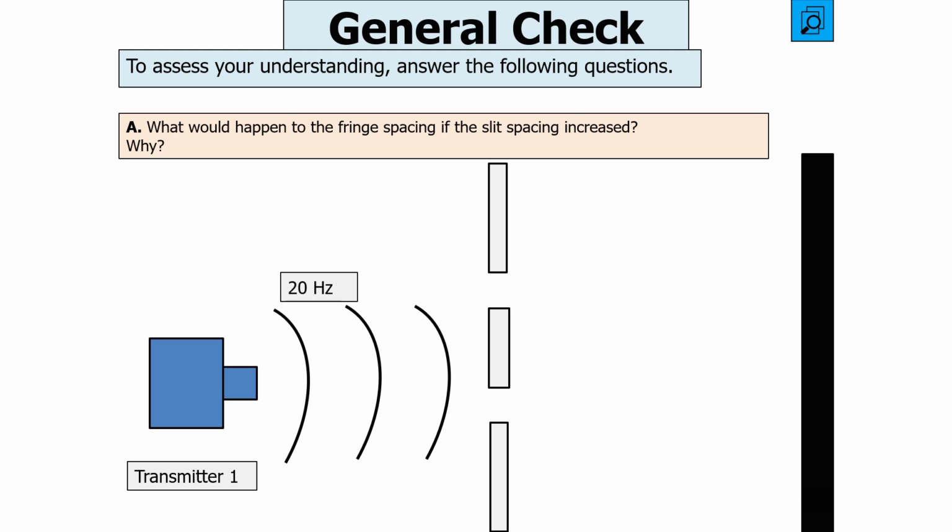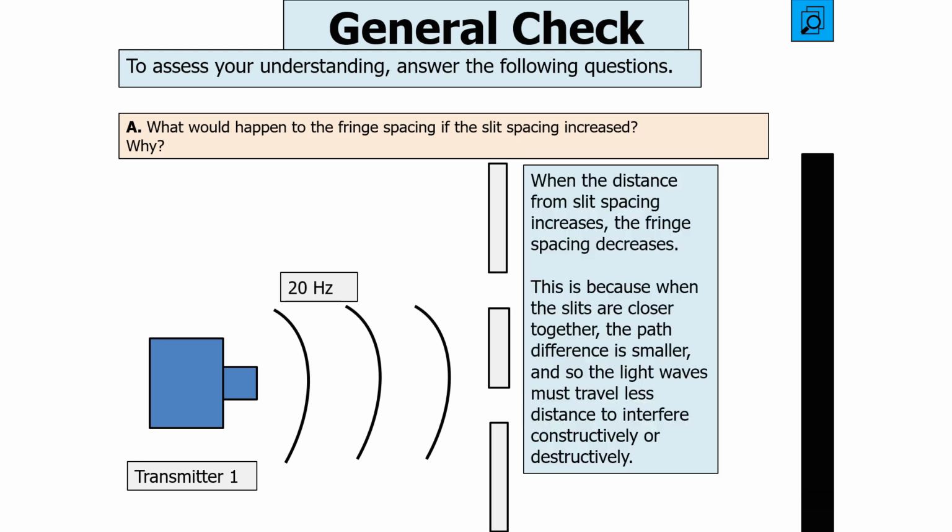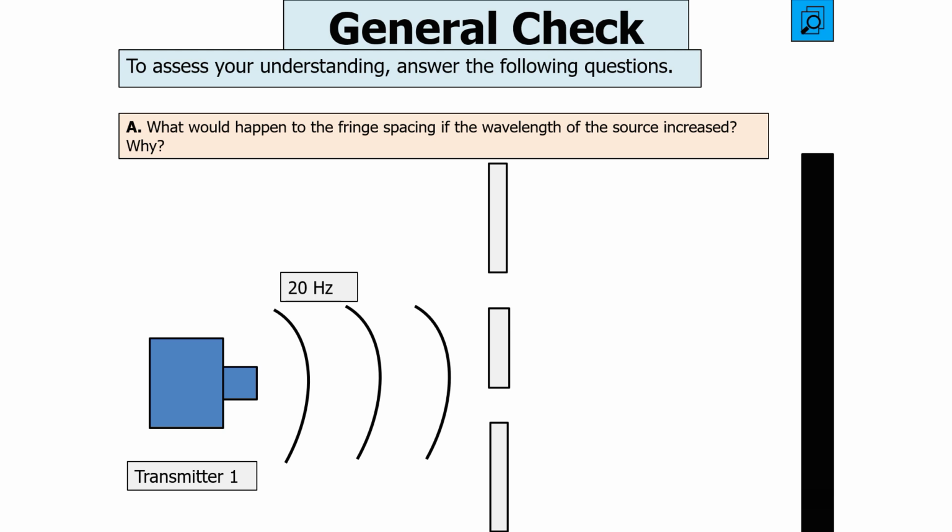So pause the video now, then unpause the video when you want to go through your answer. When the slit spacing increases, the fringe spacing decreases, because when the slits are closer together, the path difference is smaller, so the light waves must travel less distance to interfere constructively or destructively. What would happen to the fringe spacing if the wavelength of the source increased and why?